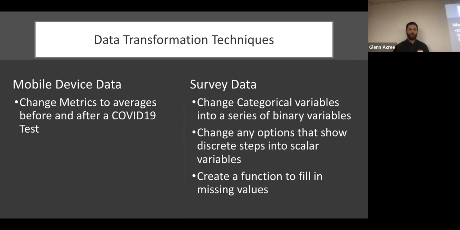Now for our survey data, I changed all of our categorical variables into a series of binary variables. So if one was insurance type, I would be like, do you get your insurance for work? That'd be a yes or no. The next one would be like, do you buy your own insurance? Yes or no. Are you uninsured? Yes or no. And it would just be a big series of binary variables for anything categorical. And then I'd change any options that already showed discrete steps into scalar variables. So if it was rate your pain, with steps like a little bit, none at all, a lot, or I really should go see a doctor, then I would try to change that to like a 1 through 4.